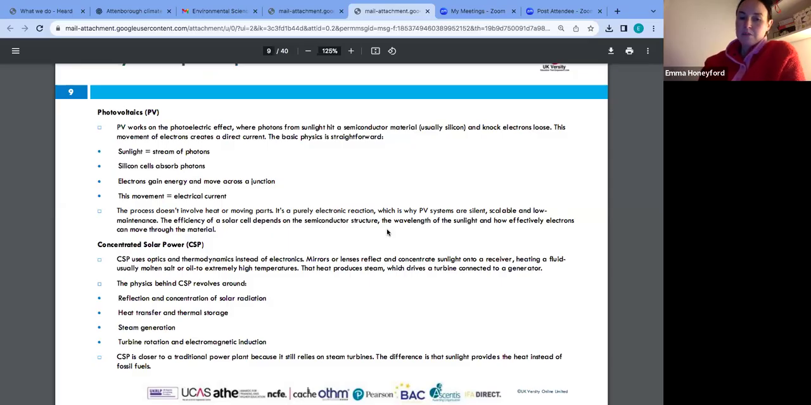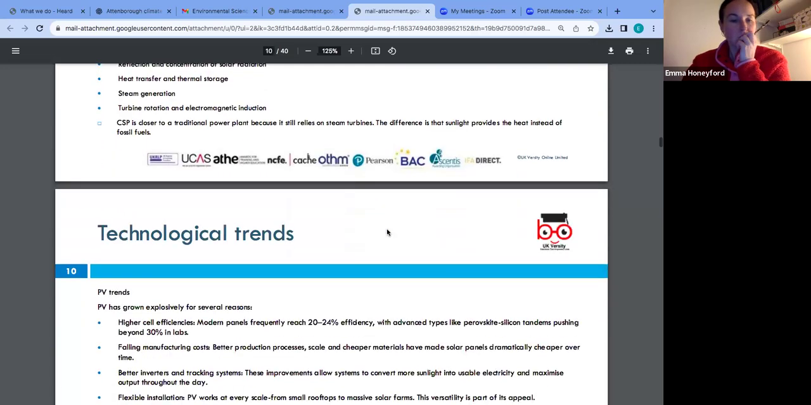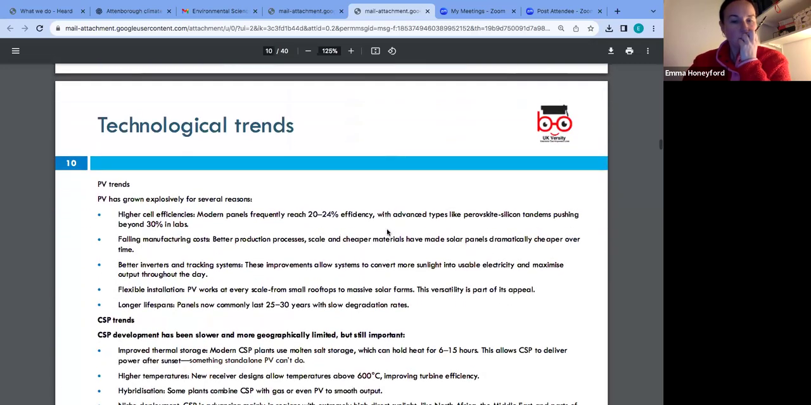The physics behind CSP revolves around reflection and concentration of solar radiation, heat transfer and thermal storage, steam generation, and turbine rotation and electromagnetic induction. So CSP is closer to a traditional power plant because it relies on steam turbines. The difference is that sunlight provides the heat instead of fossil fuels, which is always a bonus.